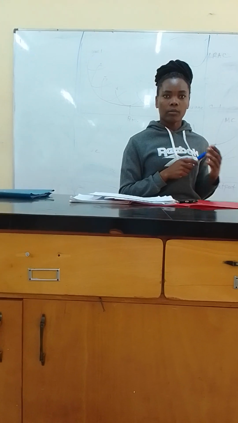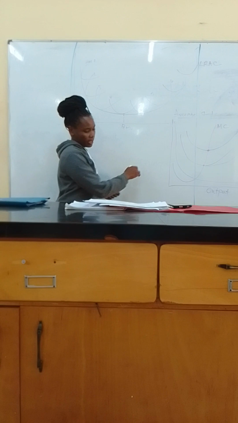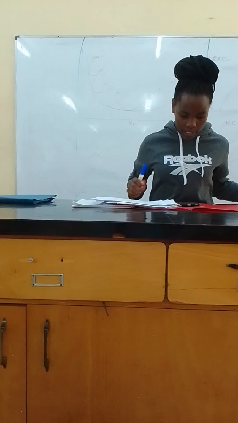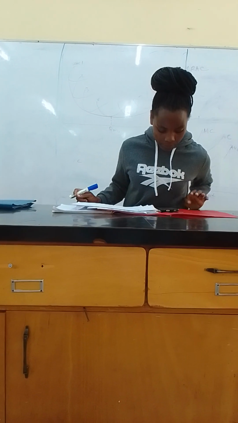Another property of the cell membrane. Yes, Faustin? It has electrical charges. Yeah, it's polar. We say it's polar. The polarity of the cell membrane: it has both negative and positive charges. So we've seen the properties of the cell membrane. We've said it's selectively permeable, it's polar.